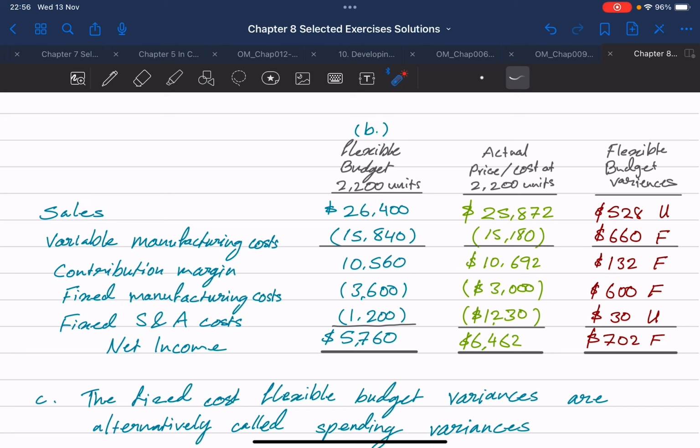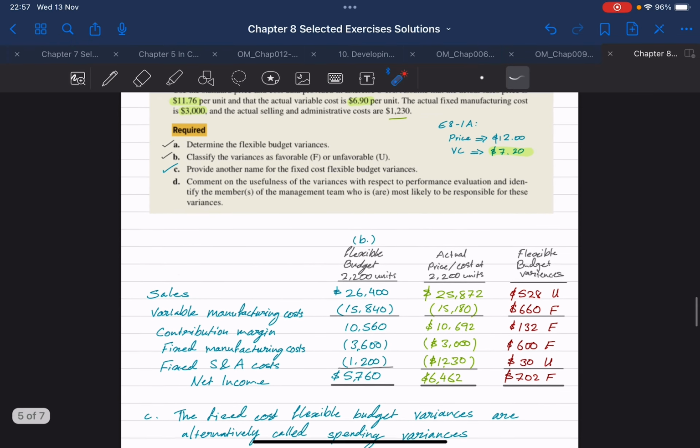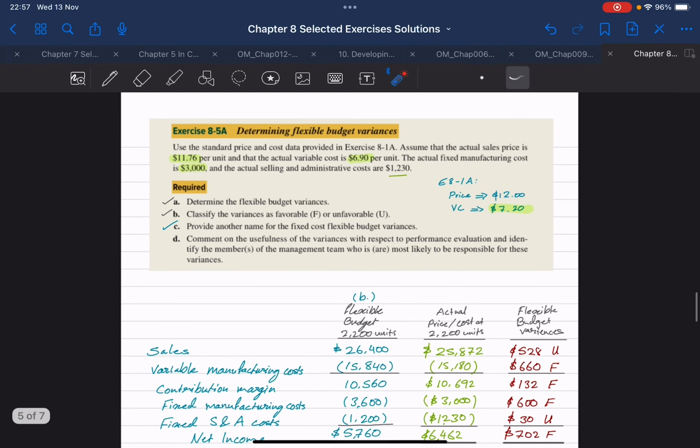Okay, so you can put this in your own words. What's most important for a company in this scenario is that ultimately their net income had increased. So they generated more net income than what they have budgeted for, which is ultimately a good outcome for the company. Now this is how you would solve an exercise similar to this, exercise 8-5A.